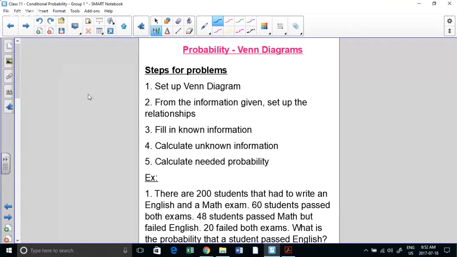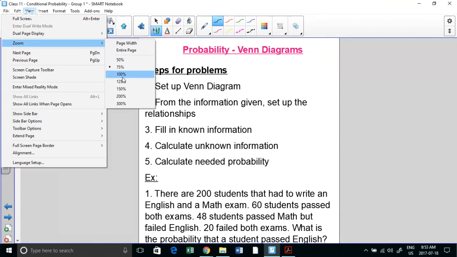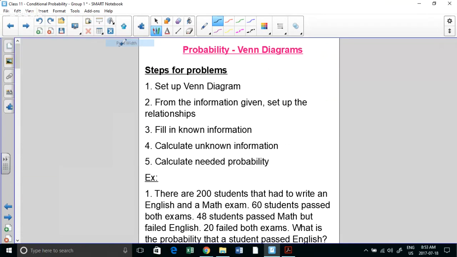So when we are doing a problem, just like the one before, except we're missing a tool as of now, you set up the Venn diagram, and from the information given, you set up the relationships. You fill in the known information, calculate the unknown information, and then get the probability that you need. So let's see what this looks like.